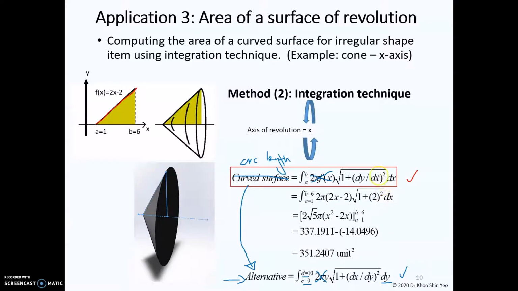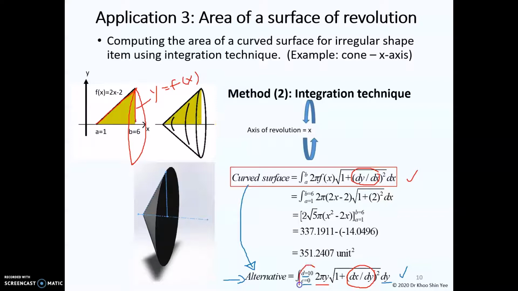This gives you the flexibility when you have some dy over dx function that is difficult to integrate, then you can convert it to dx over dy, which might be easier to solve. When we multiply the arc length with the circumference, you obtain the area of the curved surface. Alternatively, you can also obtain this formula by multiplying it with 2 pi y, where 2 pi y here is still the same circumference, and y is your radius, and y is equal to the f(x) function.